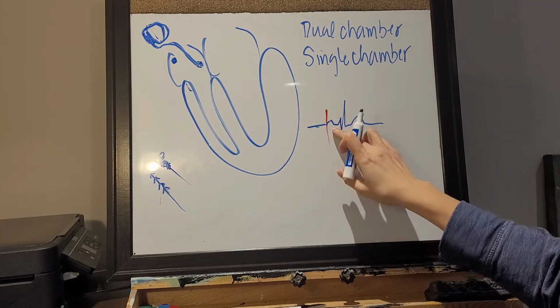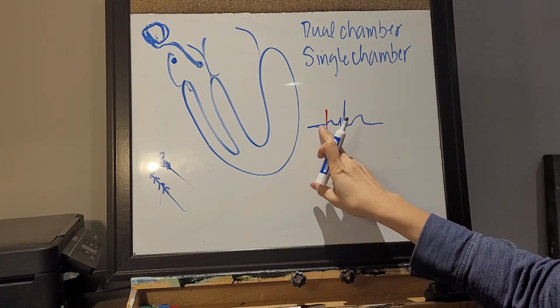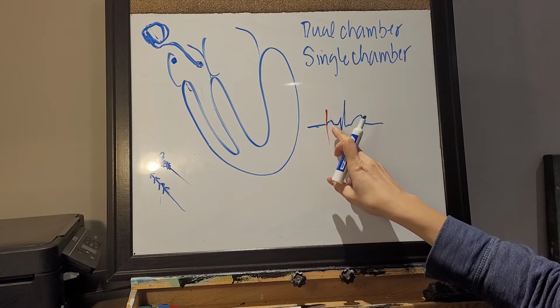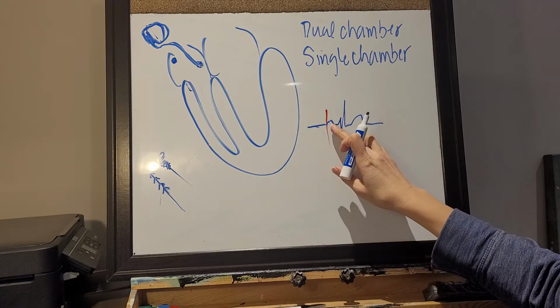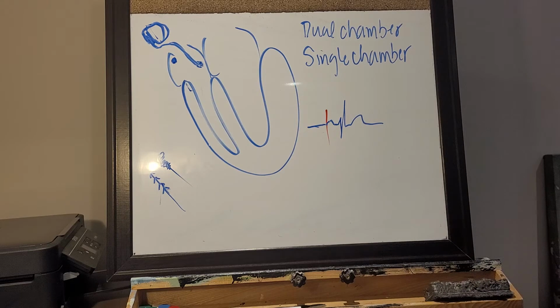Okay, so this is effective capture, and that's evidenced by the pacer spike immediately followed by the P wave. So that would be an atrial paced.